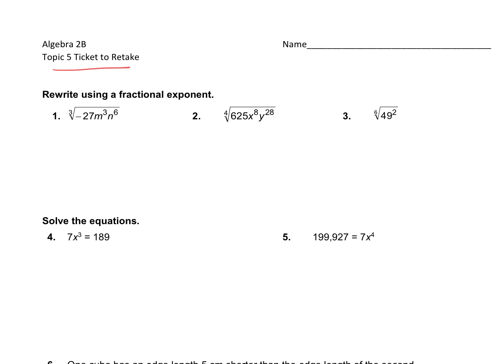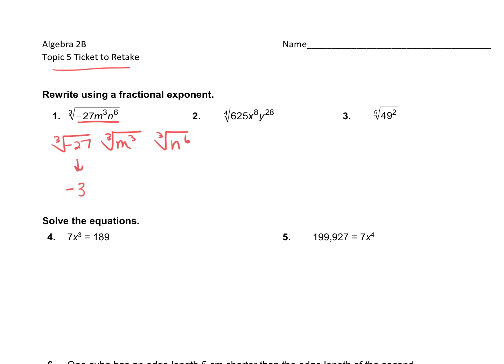All right, so numbers 1, 2, and 3, we have to rewrite using a fractional exponent. So let's just take a look at what they're asking us to do. In number 1, we're taking the cube root of everything in here. So if we were to break it down, that's the cube root of a negative 27, the cube root of m to the third, and the cube root of n to the sixth. So the cube root of a negative 27 is a negative 3. If you multiply a negative 3 three times, you'll get to a negative 27.